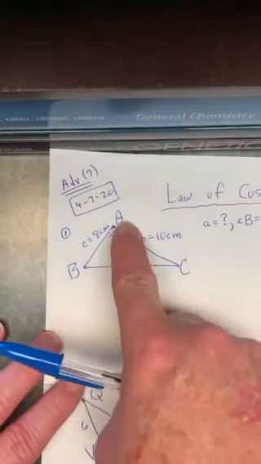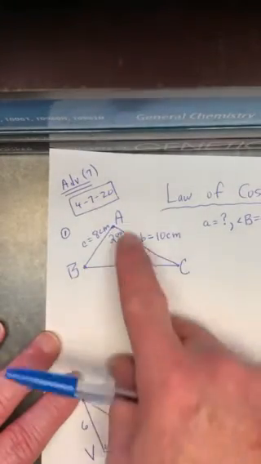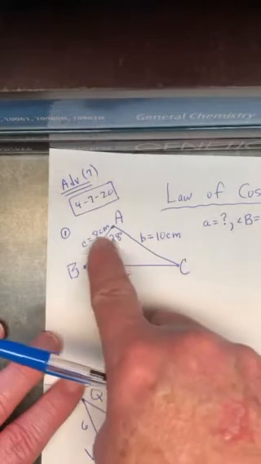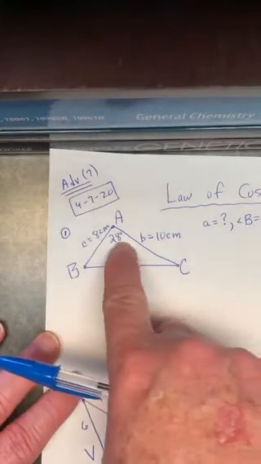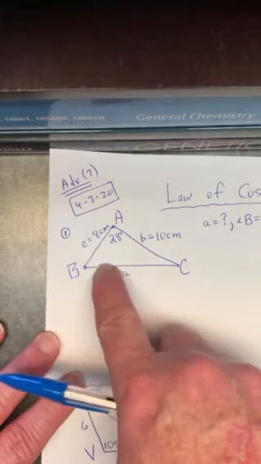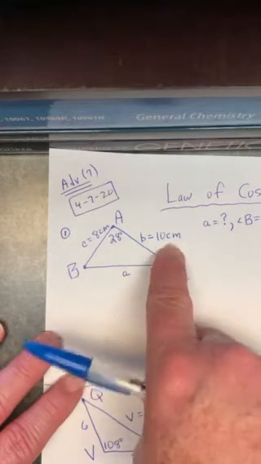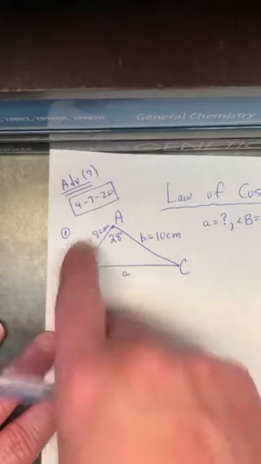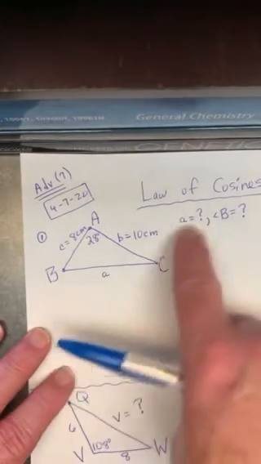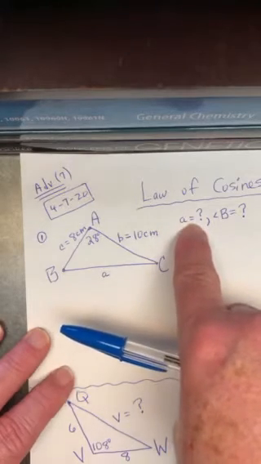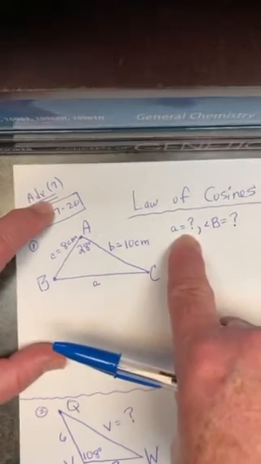We've got triangle ABC. So obviously that has side A, side B, and side C. And on this triangle, we know that the top angle A is 28 degrees. Side B over here is 10 centimeters, and side C over here is 8 centimeters. And I'm wondering, hey, how big is side A? Our first goal is to figure out my missing side, side A.